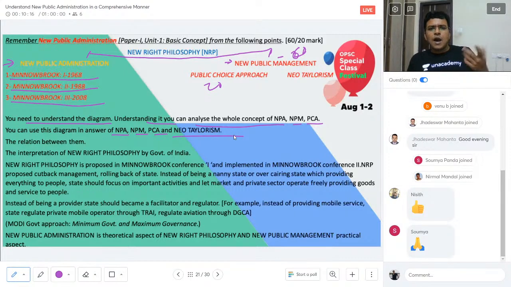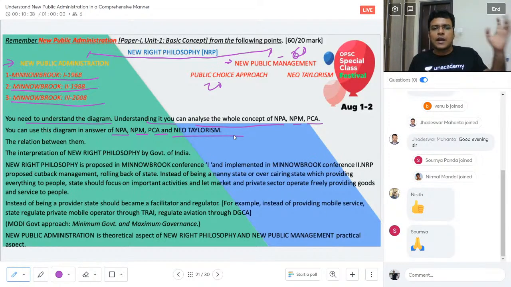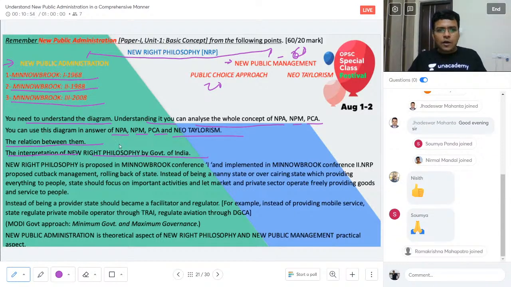Neo-Taylorism may be asked in UPSC, certainly. In OPSC no question has been asked yet, but as OPSC questions move towards more dynamism, they can ask about the concept of neo-Taylorism. Don't confuse it with Taylor's scientific management. Many people will write about scientific management thinking it is the same as neo-Taylorism, but it is a different thing, and also the relation between them. The interpretation of new right philosophy by the Government of India is a current aspect.